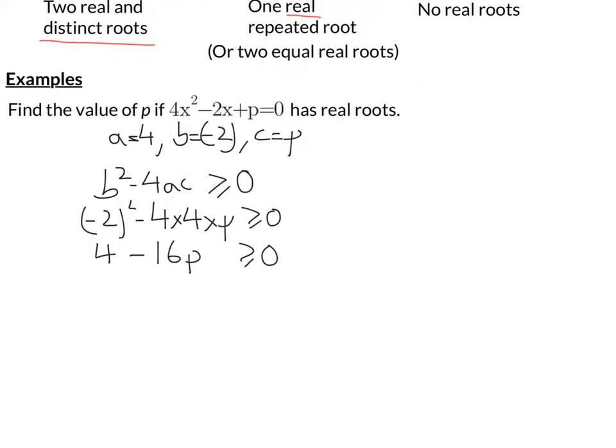So what should I do now? I'm going to move the 16p onto the other side. So I'm going to add 16p to both sides. I get 4 is greater than or equal to 16p. I'm now going to divide both sides by 16, and I get a quarter is greater than or equal to p, or p is less than or equal to a quarter.